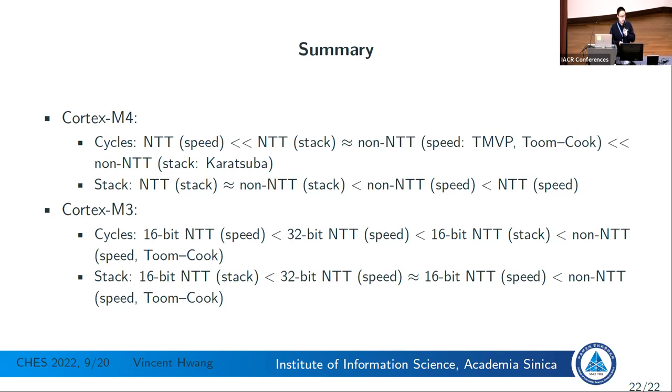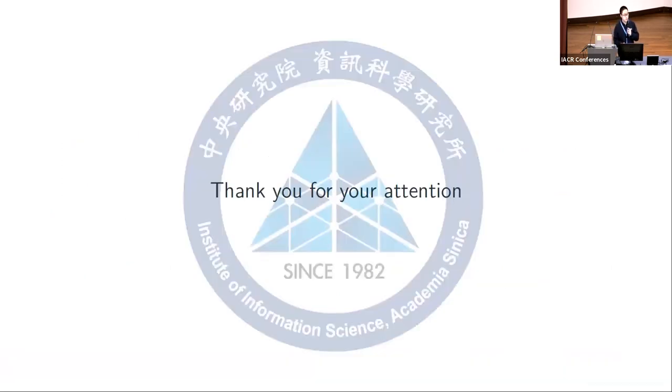On Cortex-M3, we find that NTTs perform the best and 16B NTTs are the best approaches. Thank you for your attention.